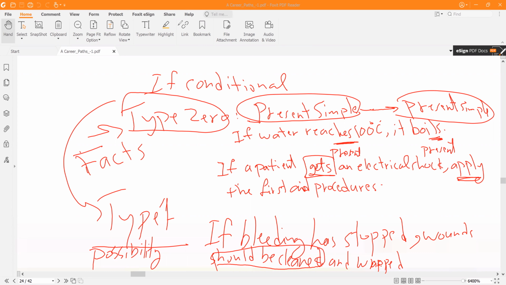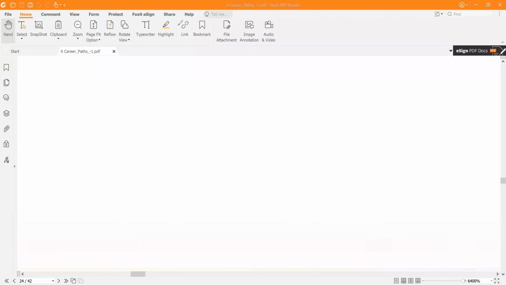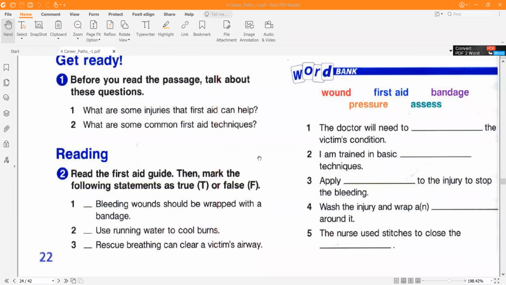Let's go back to the class. Now we have the true false. Okay, so for number 1, as we said, it is false. And number 2, use running water to cool burns. Yes, this is true. And finally, rescue breathing can clear a victim's airway. So this is false. No, this is not possible.